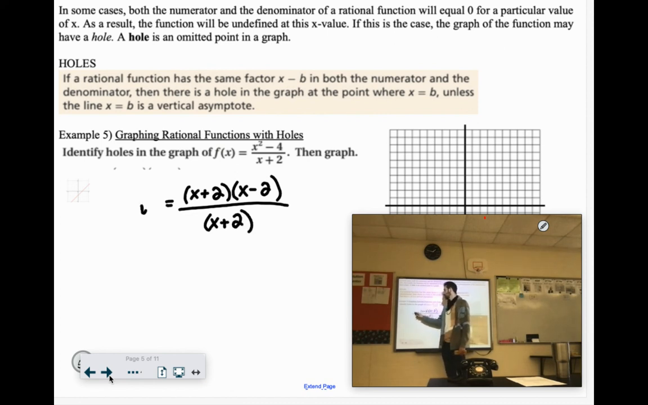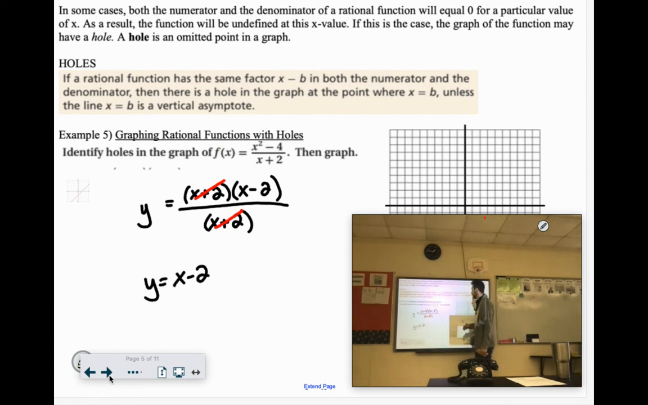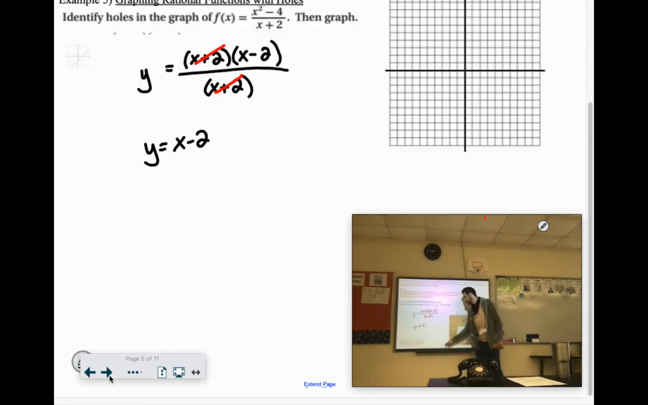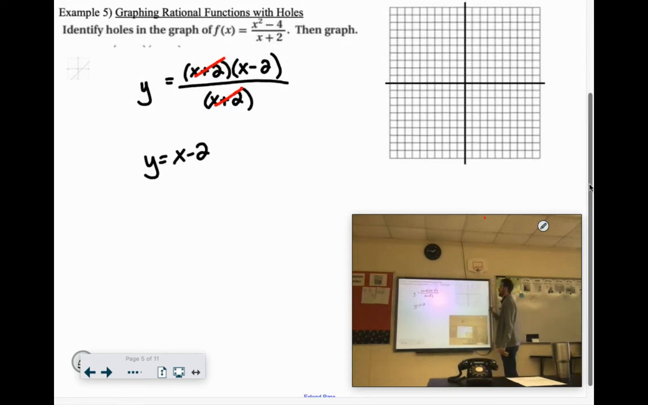Now this is f of x, which is the same as y. If we were to cancel these out, all we're left with is y equals x minus 2. Now if you think back to your slope-intercept days, slope-intercept form, that means you would start at -2, and your slope is 1, so you'd go up 1 over 1. Or you can go down 1, left 1. And this would be your line. Wow, that is not even close to a straight line, but we'll take it.